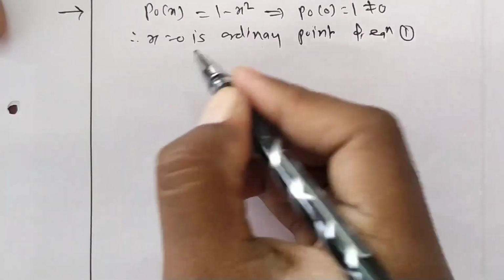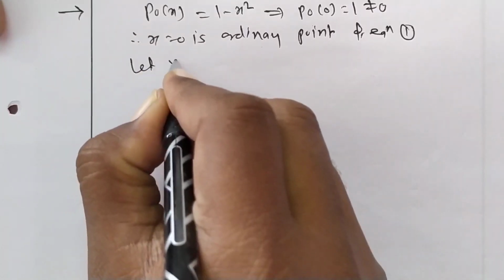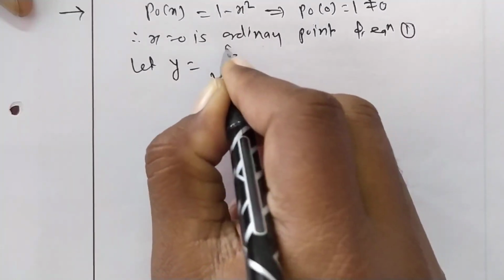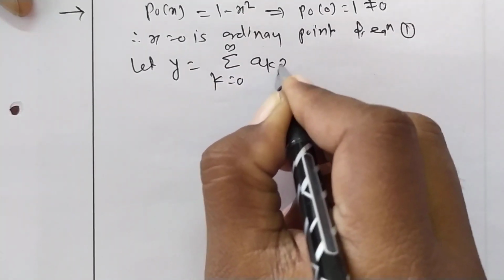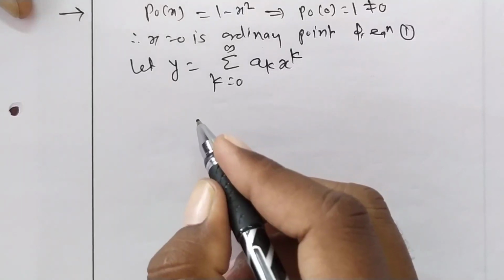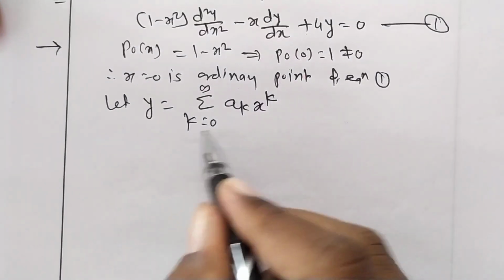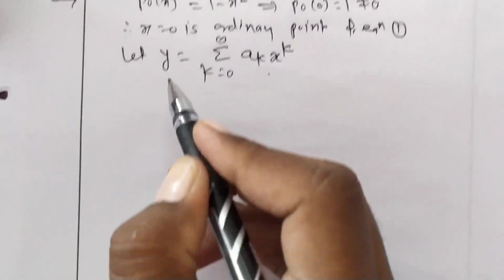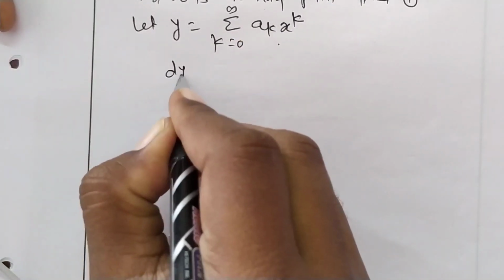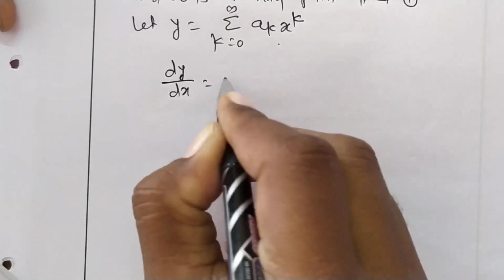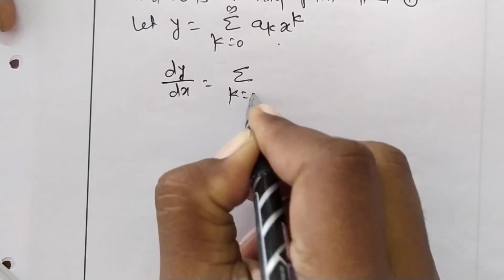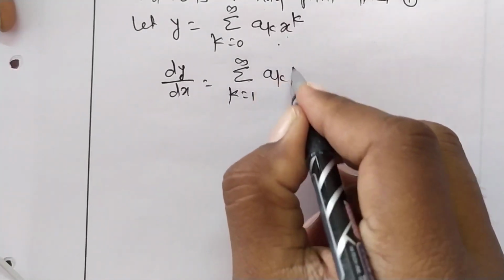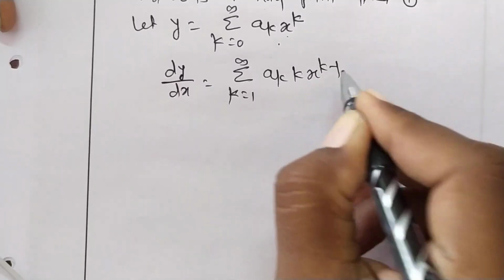And if x equal to 0 is ordinary point, then we can take the solution of that differential equation as y equal to summation of k varies from 0 to infinity ak x raised to k. Now in this differential equation, if we take y equal to this, then we want dy by dx and d2y by dx square. So from y find its derivative. First derivative dy by dx is equal to summation k starts from 1, ak, derivative of x raised to k is k into x raised to k minus 1.